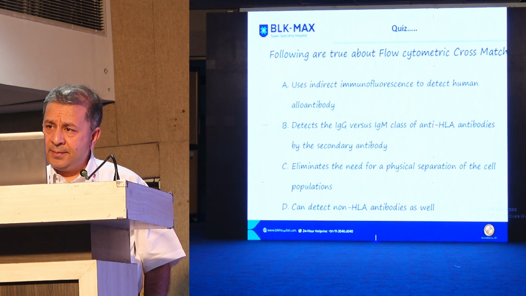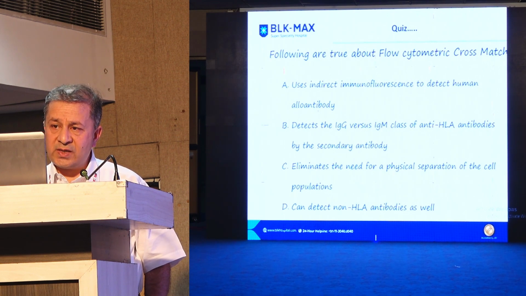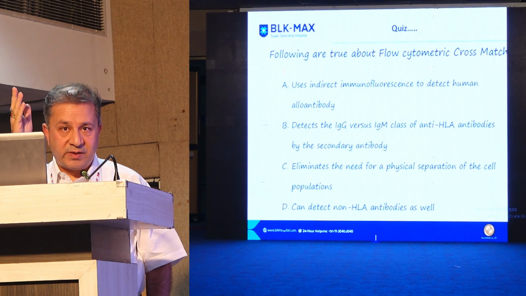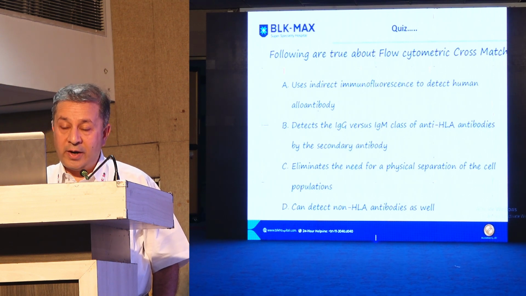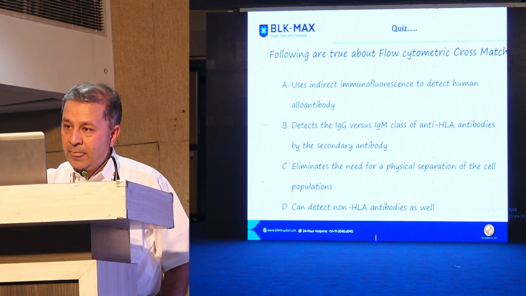So quickly, in a crossmatch, all these are possible to be done. It uses indirect immunofluorescence. It can detect IgG and IgM both. It eliminates the physical need for separation of the cells, which happens in CDC crossmatch. So old may not be really gold, and it can detect non-HLA antibodies as well, just the way we did in a CDC crossmatch.